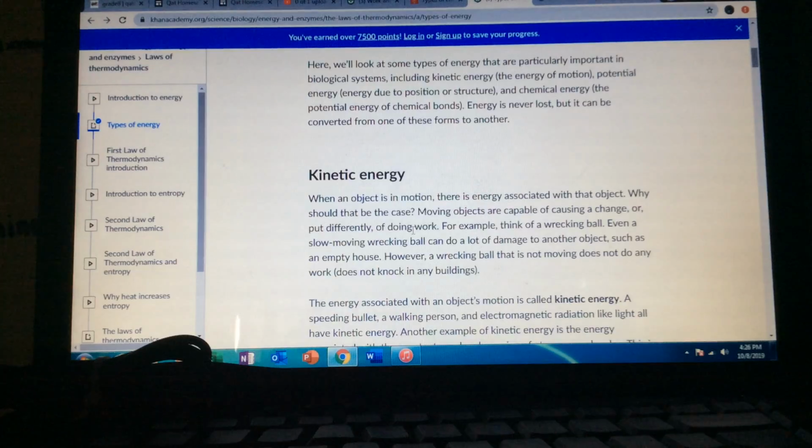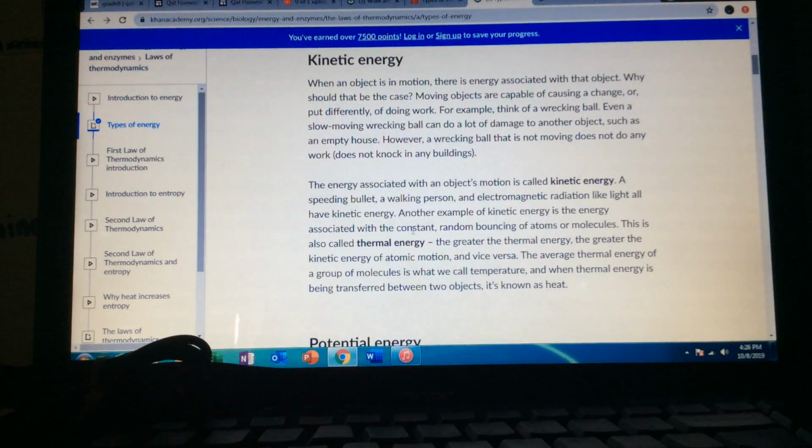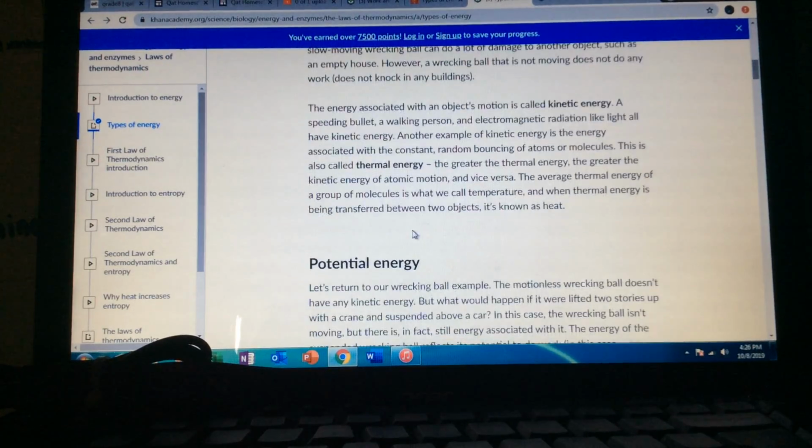So first, let's tackle kinetic energy. When an object is in motion, there is energy associated with that object. Why should that be the case? Moving objects are capable of causing a change, or put differently, of doing work. For example, think of a wrecking ball. Even a slow-moving wrecking ball can do a lot of damage to another object, such as an empty house. However, a wrecking ball that is not moving does not do any work. The energy associated with an object's motion is called kinetic energy.